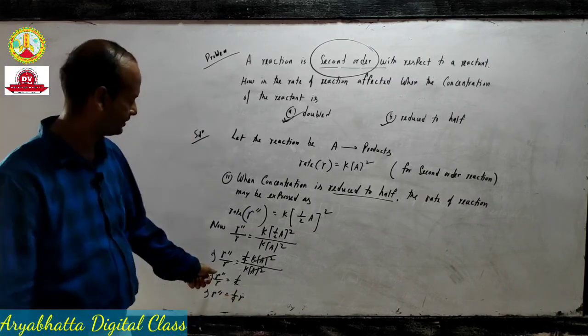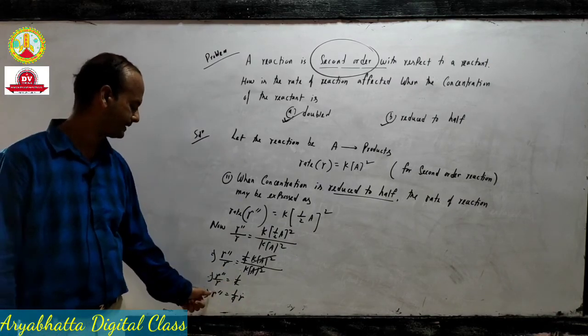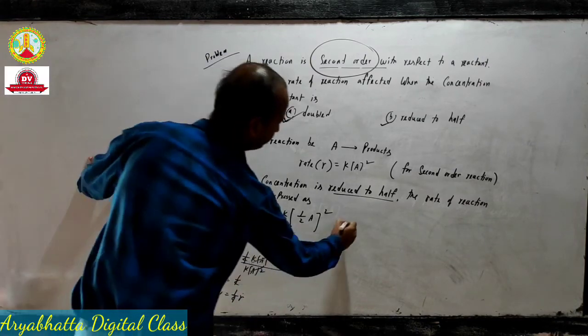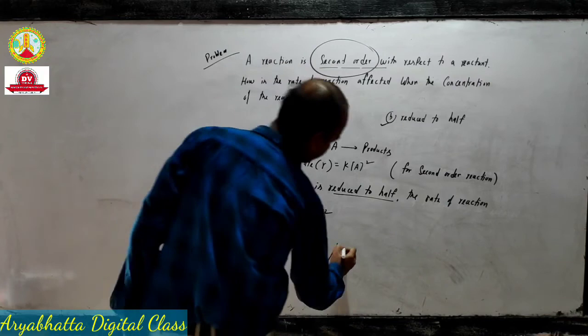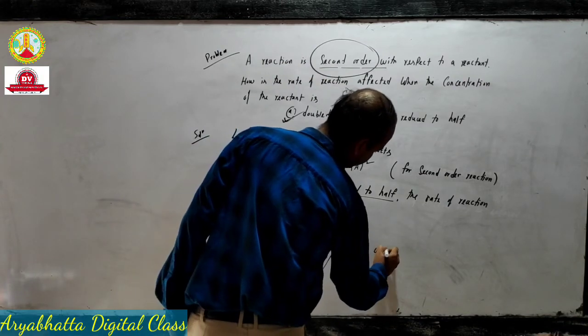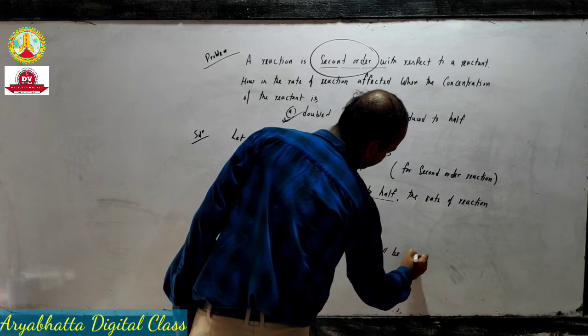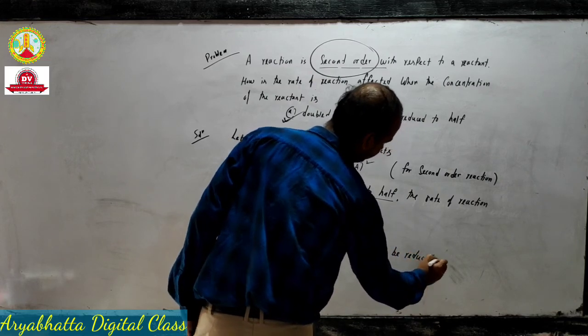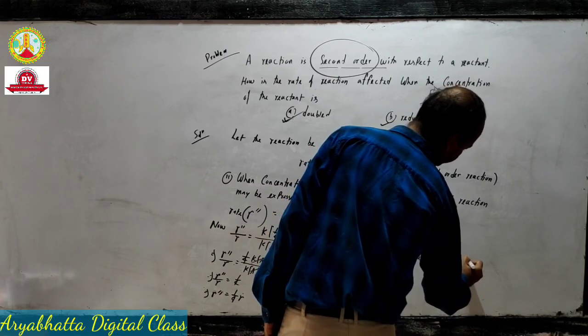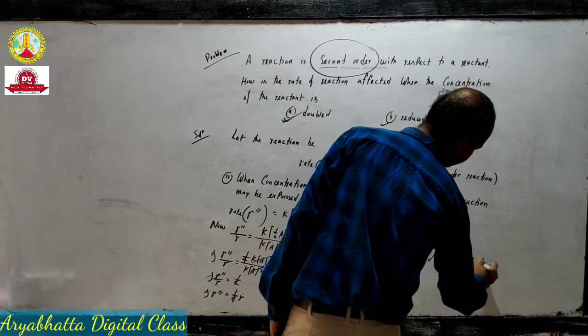Clear? Now देखो, R double dash by R equal to 1/4, so R double dash equal to 1/4 R. Therefore, the rate will be reduced to 1/4 of the initial rate.